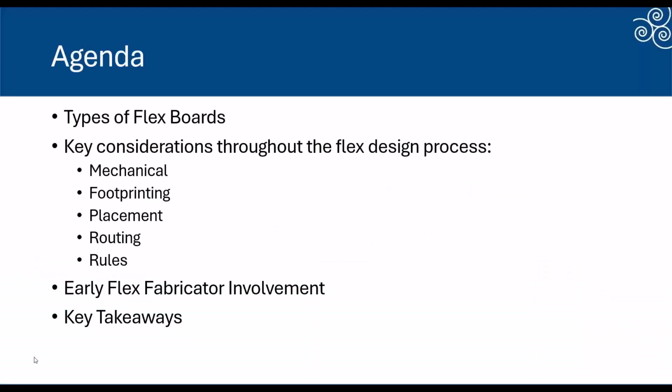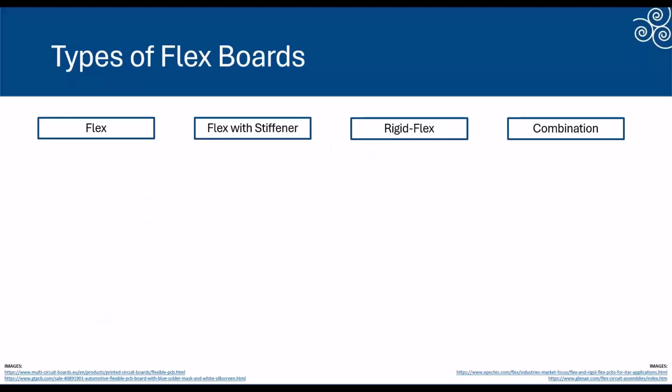I'm going to go through the different types of flex boards that are out there, just to make sure there's an awareness of different styles. Then I'll go through the key considerations throughout the flex design process in regards to mechanical, footprinting, placement, rules, and routing. Then I'll talk about the importance of early flex fabricator involvement, making sure you start those conversations early in your process, and then summarize the key takeaways.